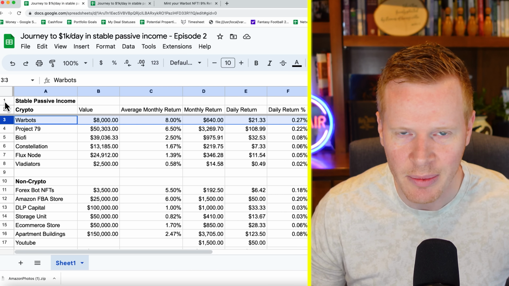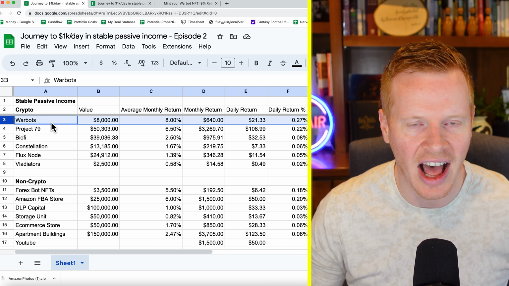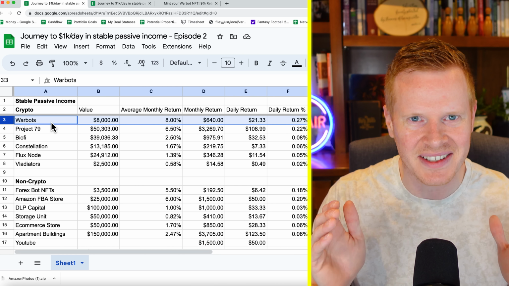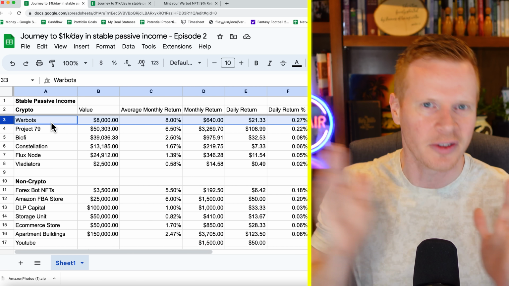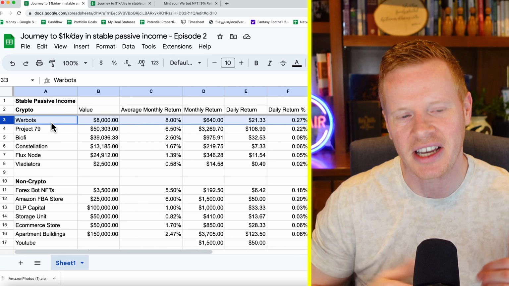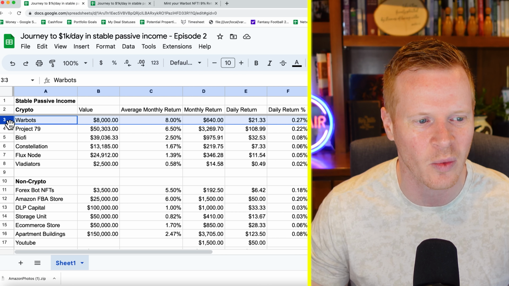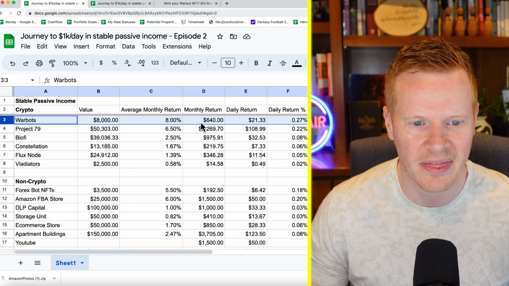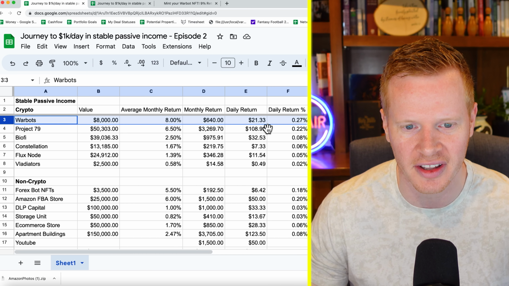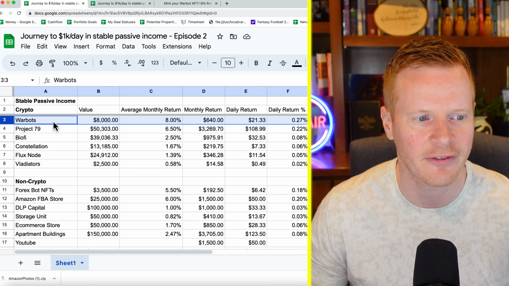And what I'm trying to do with these stable plays is not go up a little bit. What I've seen so many times in the crypto space is you go up a little bit, then you lose all your money. Then you go up a little bit, then you lose all your money, and you don't really make any progress towards your goals. So Warbots, again, I think one of those things that is not like that. I think this will just continue to go up. So currently, $21 a day from Warbots.